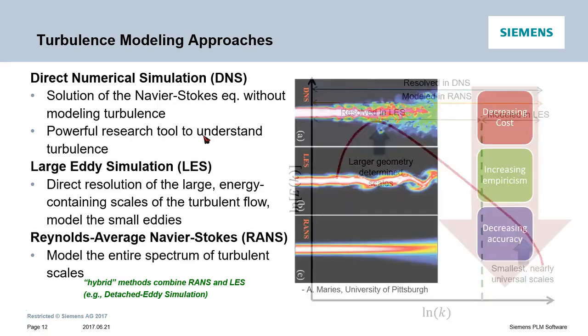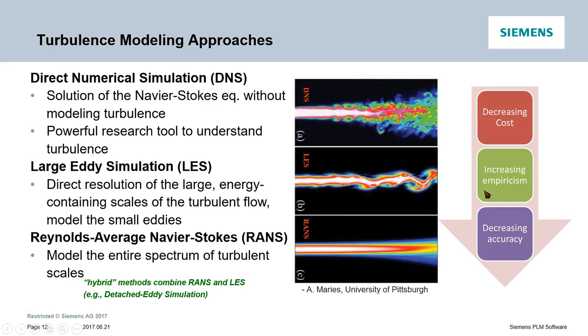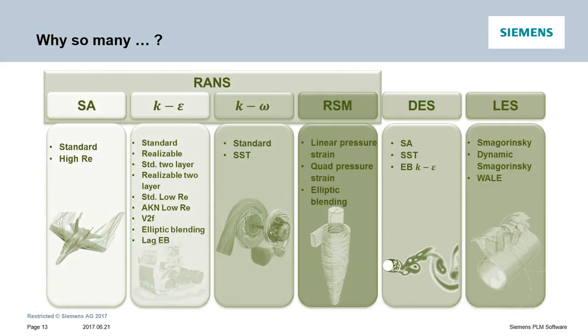As we move from DNS to RANS, the amount of modeled content and hence empiricism increases, but the cost decreases. And that's typically the goal anyway. And even within each approach, there is no one single model that works for any general flow, hence leading to the development of a large number of RANS, LES, and hybrid models. We will discuss these different modeling strategies starting with the simplest and most popular approach, the statistical approach, or RANS.